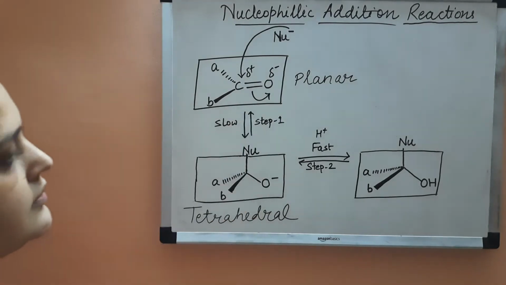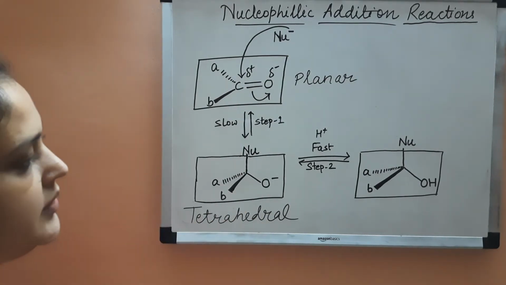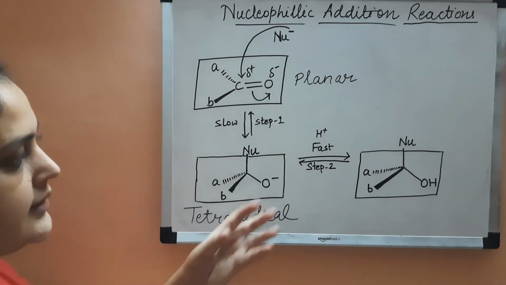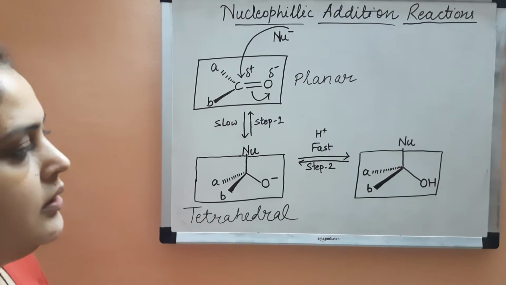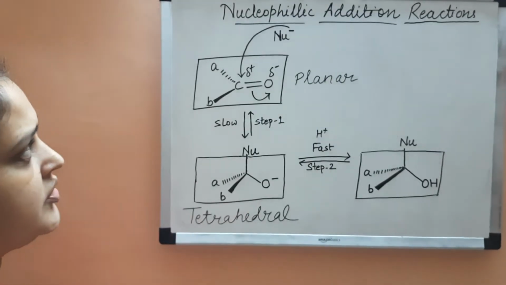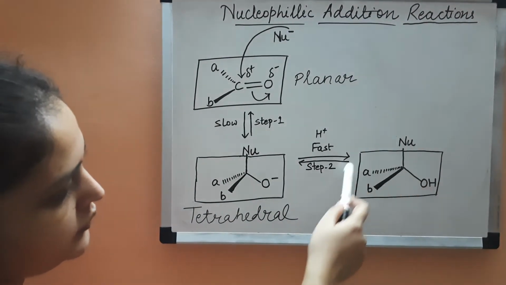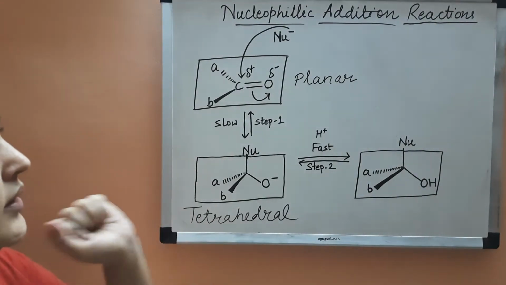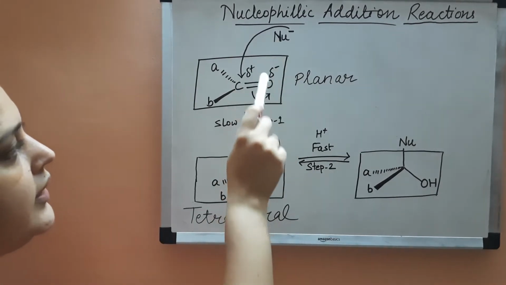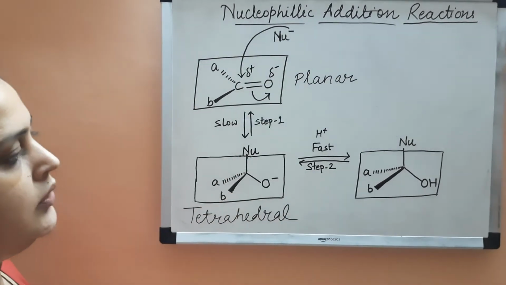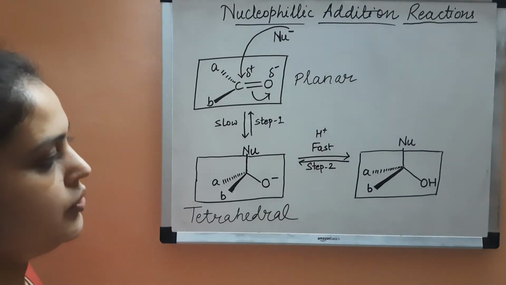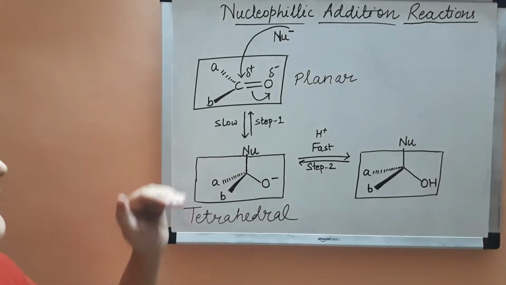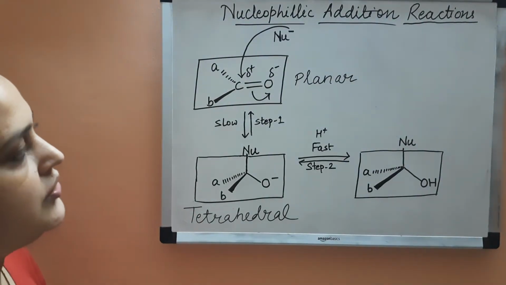The first step is a slow step. The next step is a fast step, in which this alkoxide abstracts the proton from the solvent, and you will get an addition product. So this is the final product. Basically, the nucleophile is added to the carbon atom and the proton is added to the oxygen atom of the carbonyl group. This is what happens in nucleophilic addition reactions.